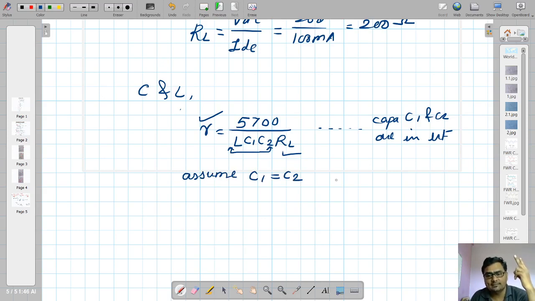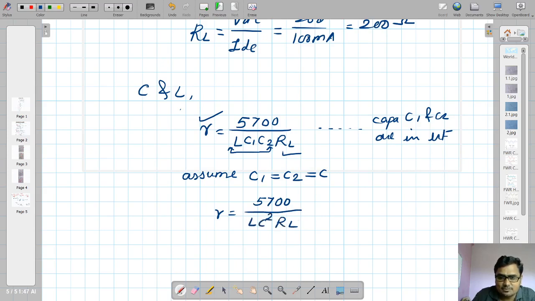Both capacitors have identical values. That's my assumption; I'm just making the design simple. So you can put C1 equals C2 equals C. Then the above equation will be modified to 5700 divided by L C square, multiplied by the value of the load resistor RL.